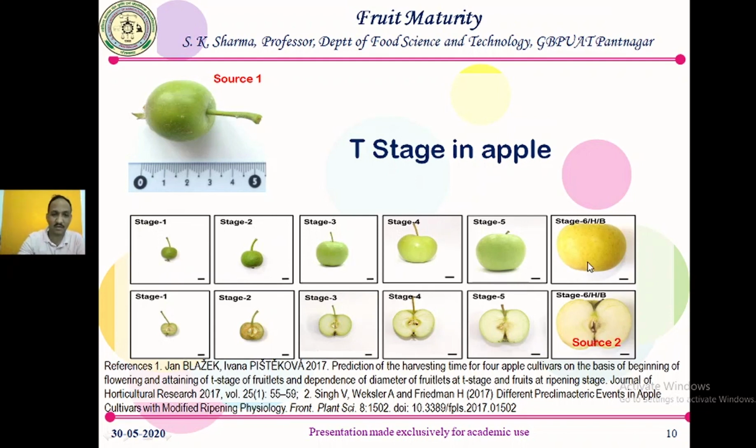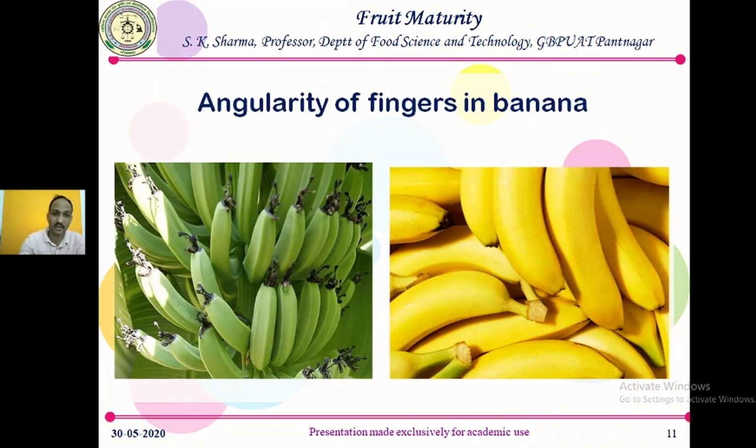Okay. Now let's move further. If I go to the next one, the angularity of fingers in a banana. If you talk about angularity, again, this is important from the examination point of view, but try to understand, angularity is not the stage of harvesting, but it talks about distinct angles on the surface of the peel of banana fruits. While these angularities are visible distinctly, it's not ready to be harvested.